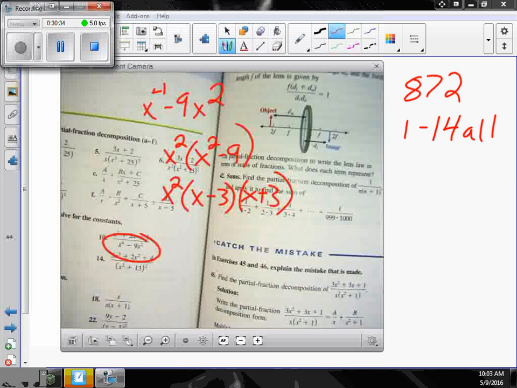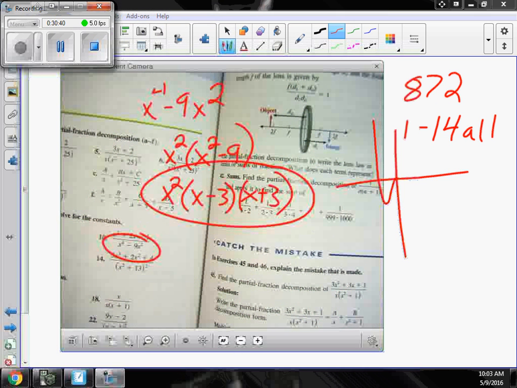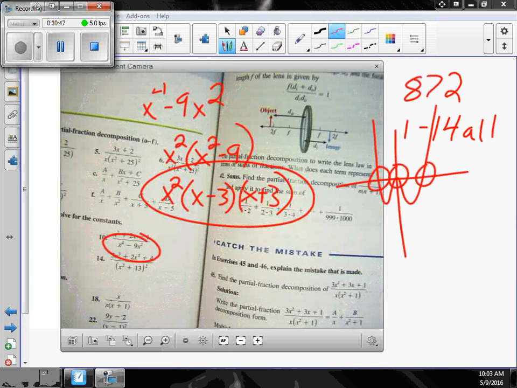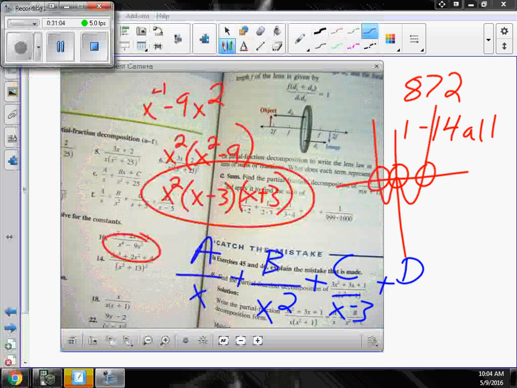So the graph of just this is going to look something like, so we have negative 3 as a root, 0 is a double root. I really only have three factors, but one of them has a multiplicity of 2. So my partial fraction decomposition would be A over x plus B over x squared plus C over x minus 3 plus D over x plus 3.